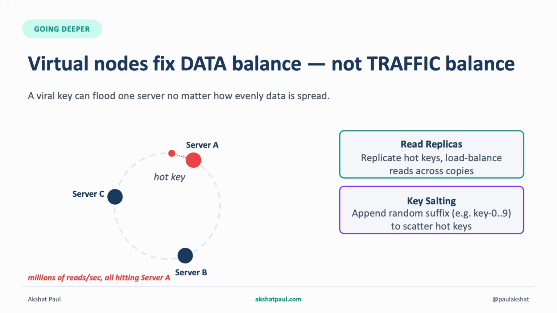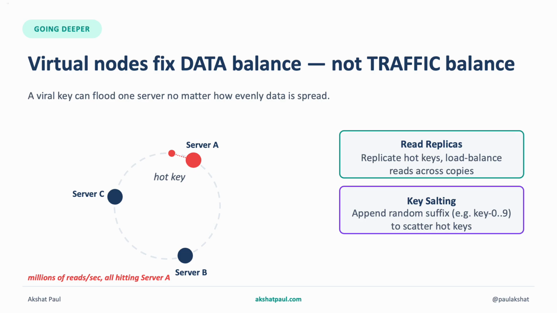Now, here's the layer most YouTube videos on this topic completely skip. And it's exactly the kind of thing that shows up in 2026 level interview loops, where interviewers are grading for depth, not just the textbook answer. Virtual nodes solve structural imbalance, meaning they make sure each server holds roughly the same number of keys, but they do nothing about traffic imbalance. Imagine one specific key, say a celebrity's profile or a viral product, suddenly gets millions of reads per second. Consistent hashing still sends every single one of those requests to the exact same server because that's the server that owns that key. Doesn't matter how many virtual nodes you have.